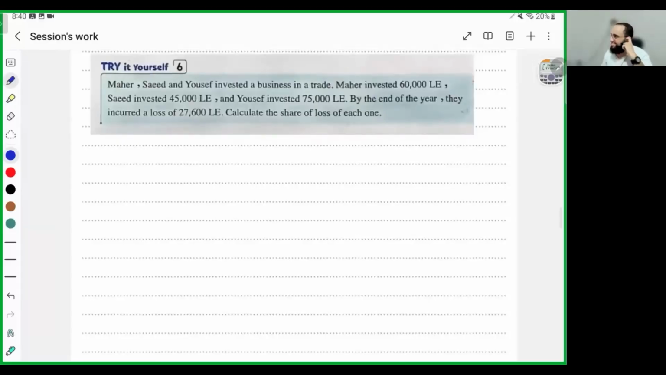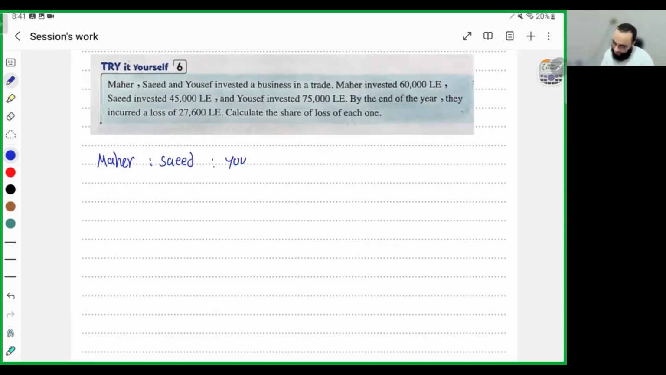Okay. Maher, Said, and Yusuf invested in a business in a trade. Maher invested. You were sad by the snake name? If I said you Dima Damduma, Dima Damadum makes you sad? No. Really? You are happy? Yes. Okay. Maher, so this is Maher, Saeed and Yusuf.